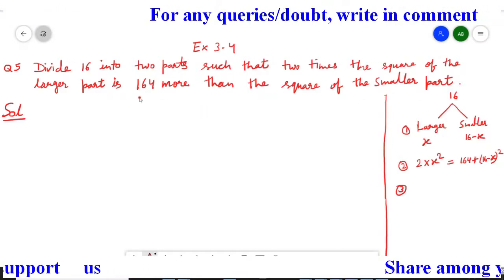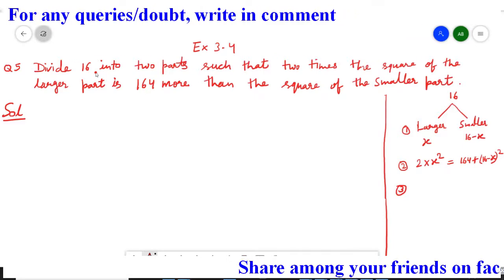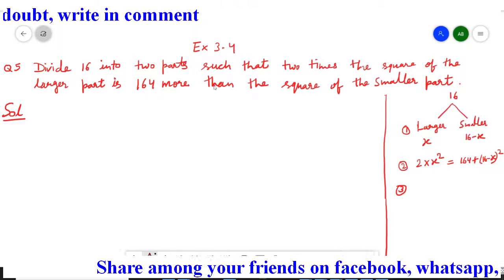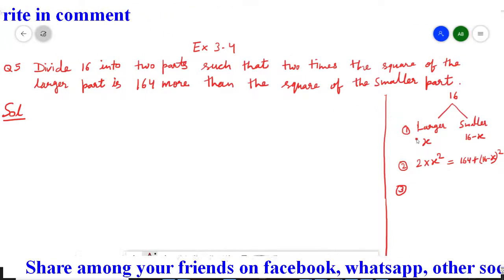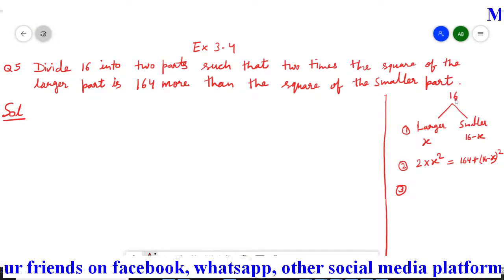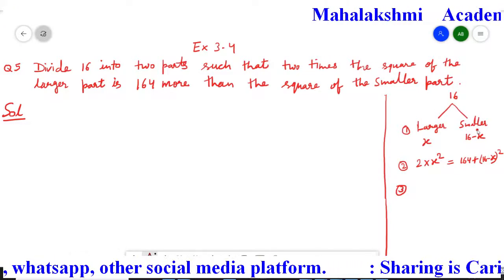So, firstly 16 we have to divide in 2 parts. And among them one part is going to be larger and the other part is going to be smaller. So first you just understand in rough, then we'll write down here. So 16 we have to divide in 2 parts. One is going to be the larger part and the other one is going to be the smaller part.